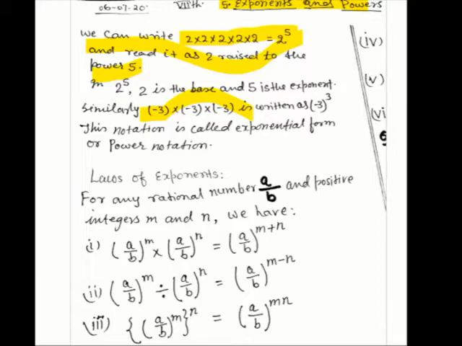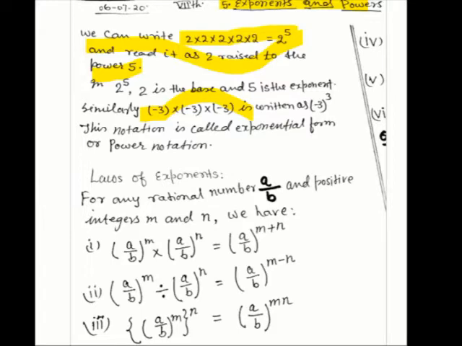And if it is given to write in expanded form a to the power 4, we multiply the base according to its power. As it is given a to the power 4, we write in expanded form a into a into a into a.